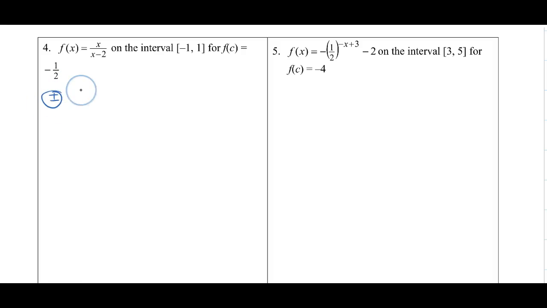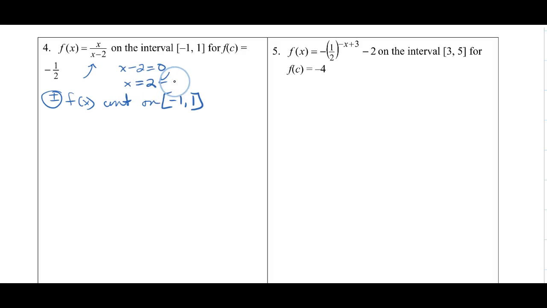Step 1 again is, is the function continuous? Is f of x continuous on the interval? And this interval is negative 1 to 1. So we want to look and see what discontinuities we have, what would make this function undefined. That would be where my denominator would equal 0.